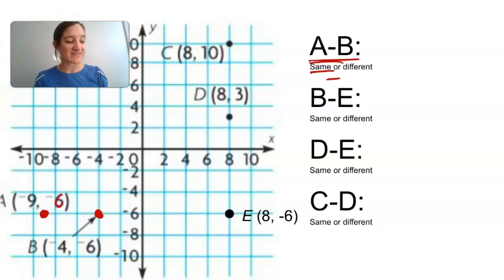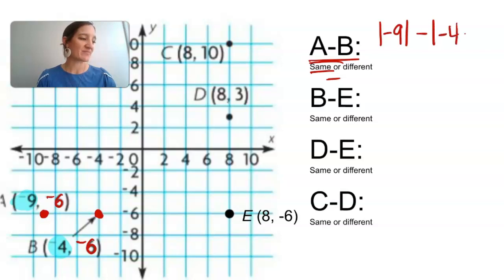Well, the -6's are the same, right? The -6 didn't change. What did change is the -9 and the -4. Because we're talking about distance today, anytime you see negatives, you can think of the distance, so we're going to take the absolute value of everything today. You can write it like that, or honestly, you can just automatically put it in the positive. 9 minus 4 is 5.